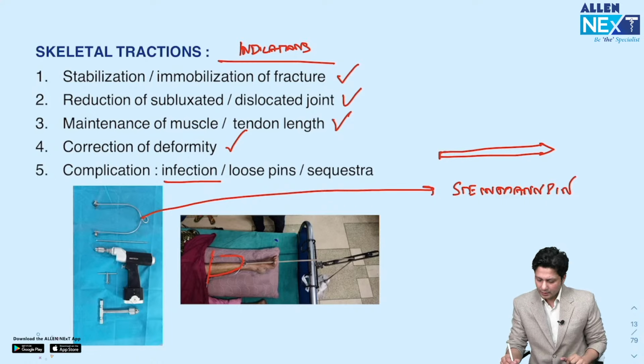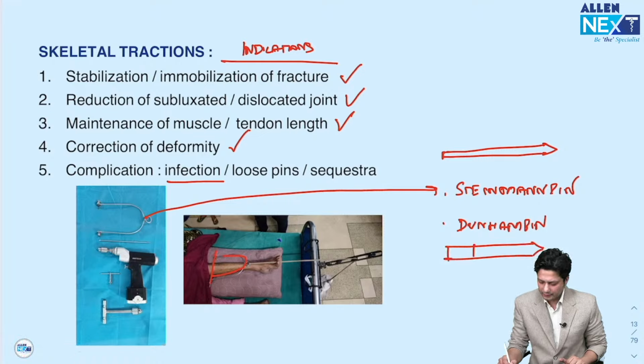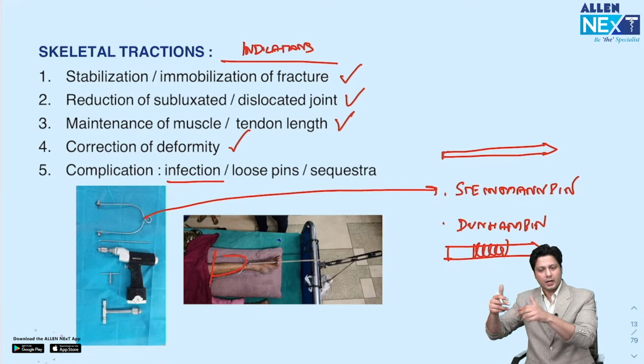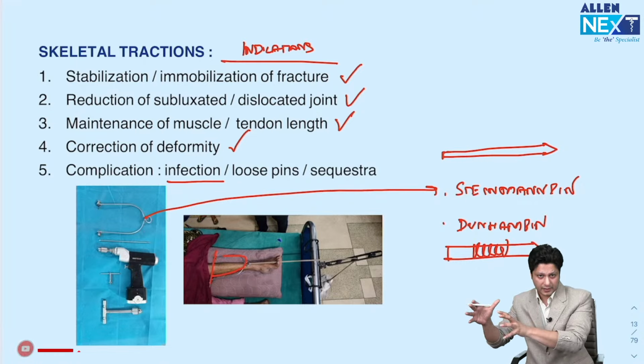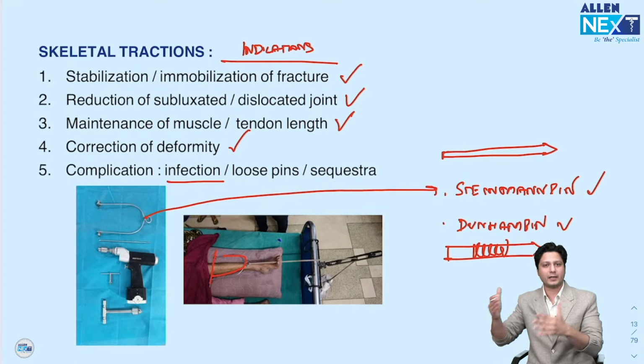Second point is, apart from Steinmann pin, even Denham pin can also be used. But this Denham pin is different from Steinmann pin in that it is having central serrations like this. We are having a central serration in order to have a better cortical purchase, all right, in between. So Denham pin is used. So Steinmann pin and Denham pin.